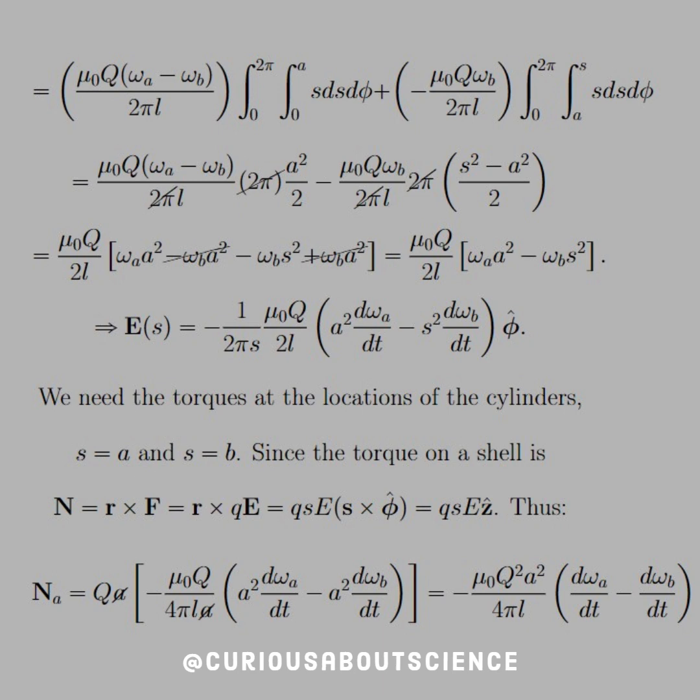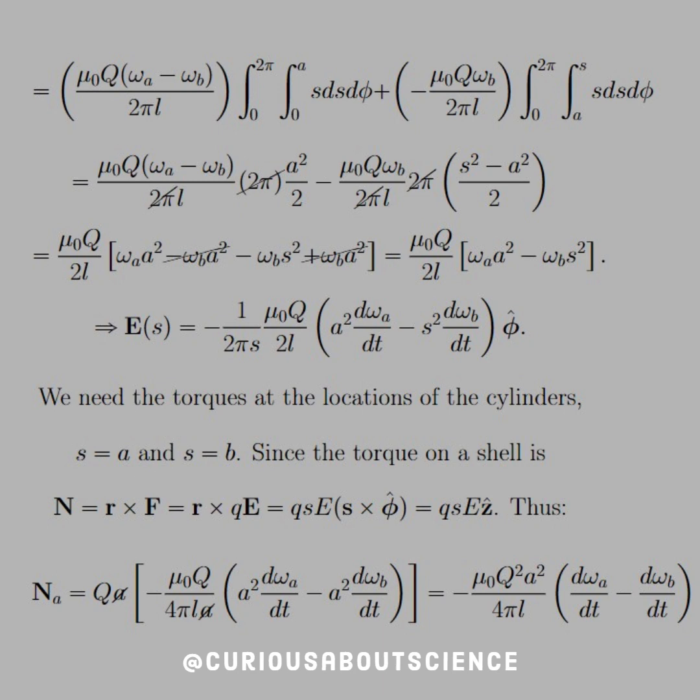Be very careful how we combine these things. After we simplify and factor out mu naught Q over 2L, we get omega A times A squared, and then we get a minus omega B A squared, and then minus omega B S squared plus omega B A squared. So omega B A squared cancel, and we're left with the mu naught Q over 2L, omega A A squared minus omega B S squared. All right, so here then the E field is equal to negative 1 over 2 pi s mu naught Q over 2L, and then times A squared with the time derivative of omega A and omega B in the phi hat direction.